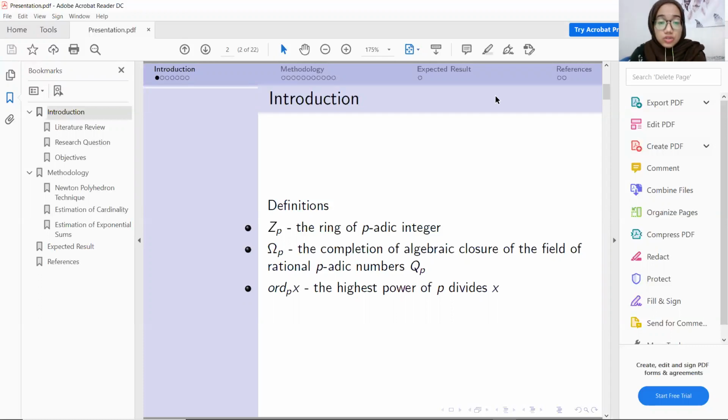So these are three definitions or symbols that I will use throughout my research proposal paper. First is Zp. Zp is defined as the ring of p-adic integers. Then Omega p, the completion of the algebraic closure of the field of rational p-adic numbers Qp. And lastly is ord_p x, the highest power of p that divides x.